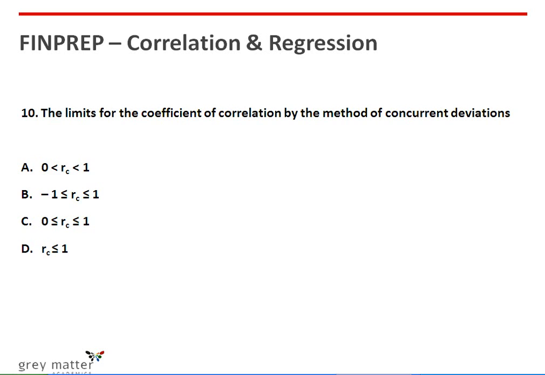10th question, the limits for the coefficient of correlation by the method of concurrent deviation, as per the formula and the definition, RC, which is the coefficient of correlation by the concurrent method, will lie between -1 and 1, including -1 and +1. That is option B, which is nothing but -1 less than or equal to RC less than or equal to 1.